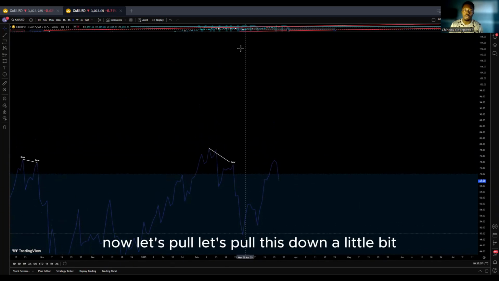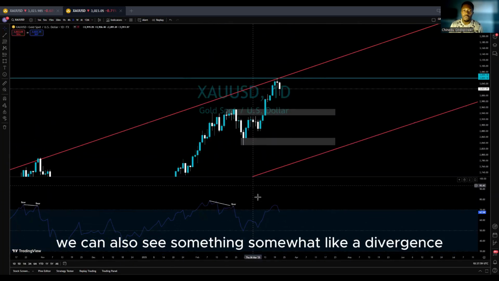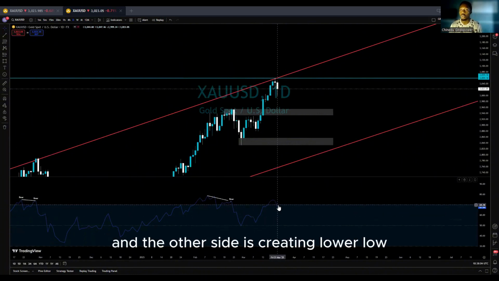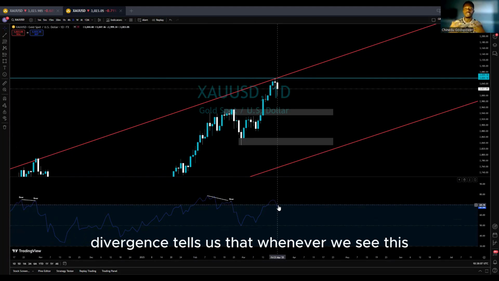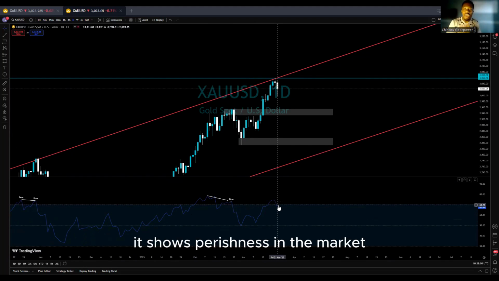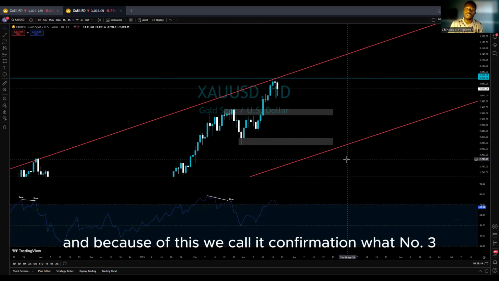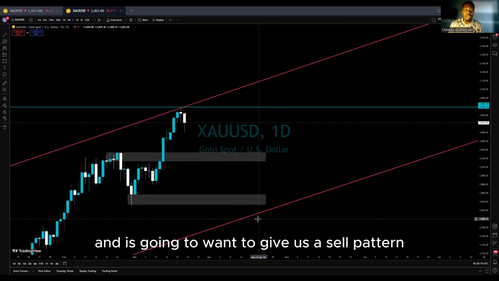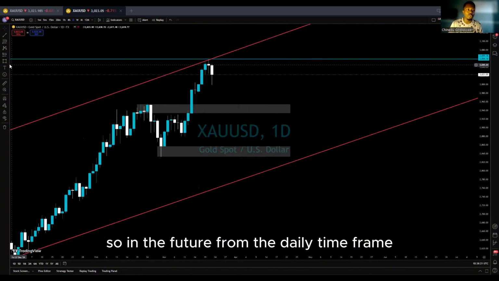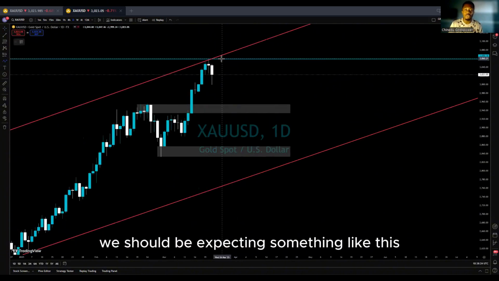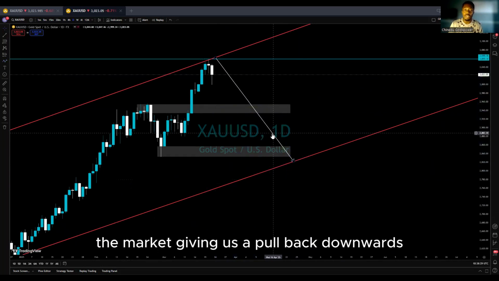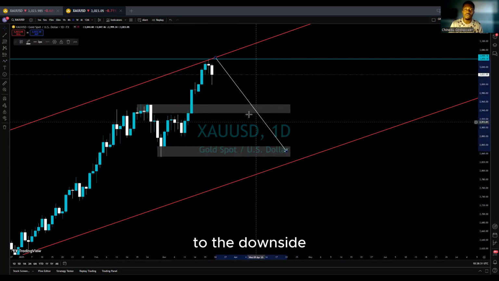Now let's pull this down a little bit. We can also see something somewhat like a divergence. Price is creating a higher high and the RSI is creating a lower low. And we know divergence tells us that whenever we see this, it shows bearishness in the market. The market is willing to go lower. Because of this, we call it confirmation number 3. The market is going downwards and is going to want to give us a sell pattern. So in the future, from the daily time frame, we should be expecting the market giving us a pullback to the downside.